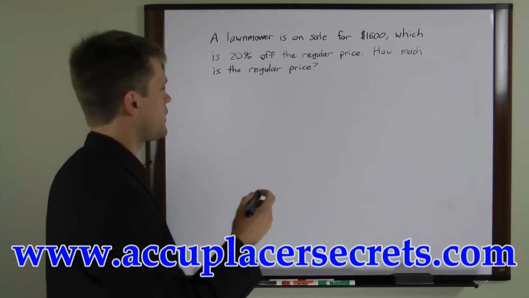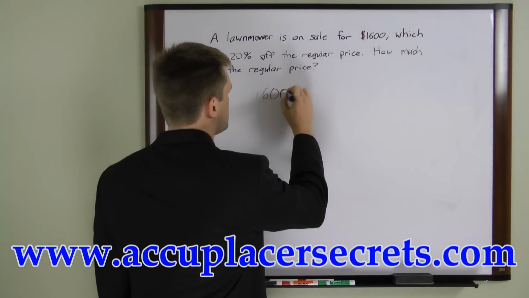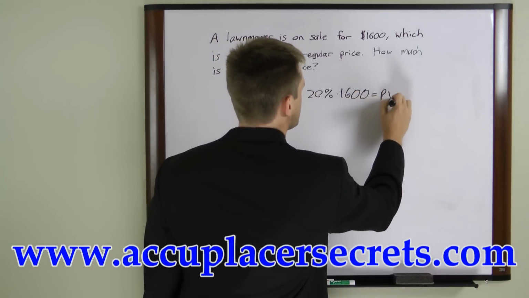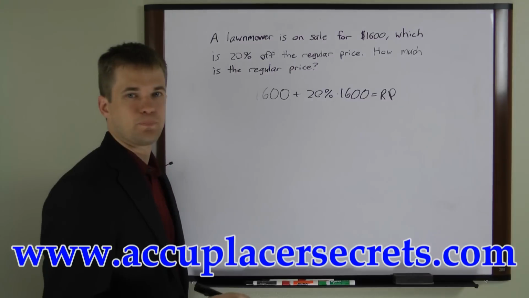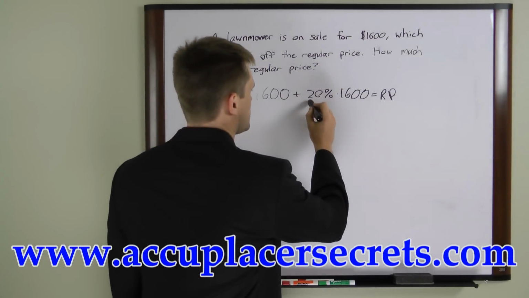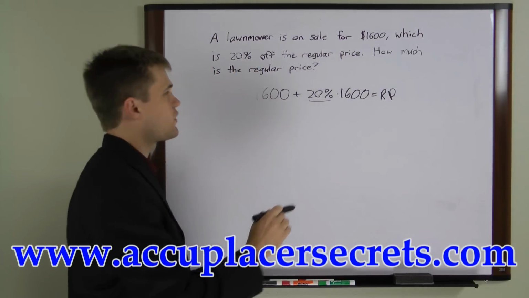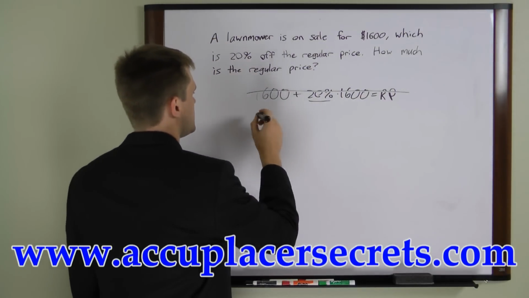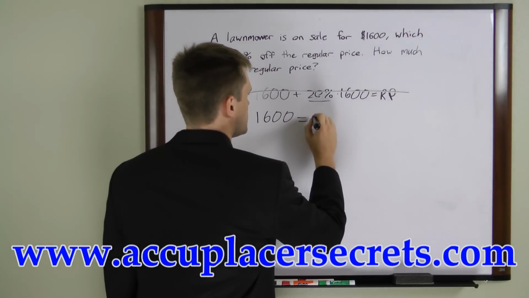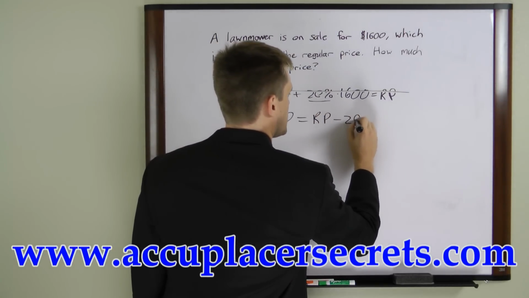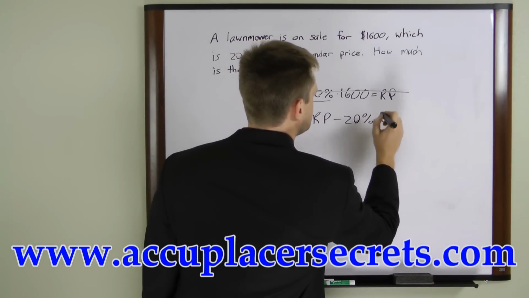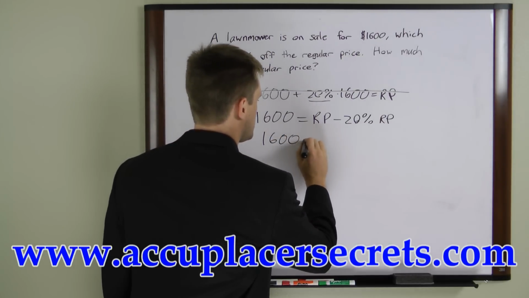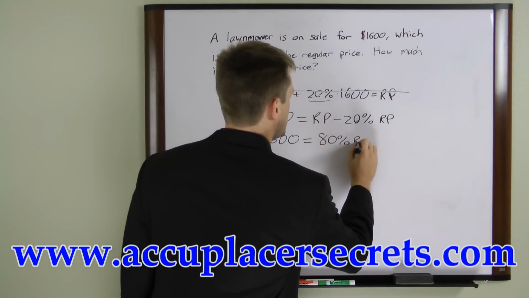For instance, if you started out by writing this problem as 1,600 plus 20% times 1,600 equals the regular price, you're going to wind up with the wrong number. The reason for this is that you're taking the 20% of the sale price instead of 20% of the regular price, like the question states. So what you want to write instead is 1,600 equals the regular price minus 20% of the regular price. Or, since it's regular price minus 20%, you can just write this as 1,600 equals 80% of the regular price.